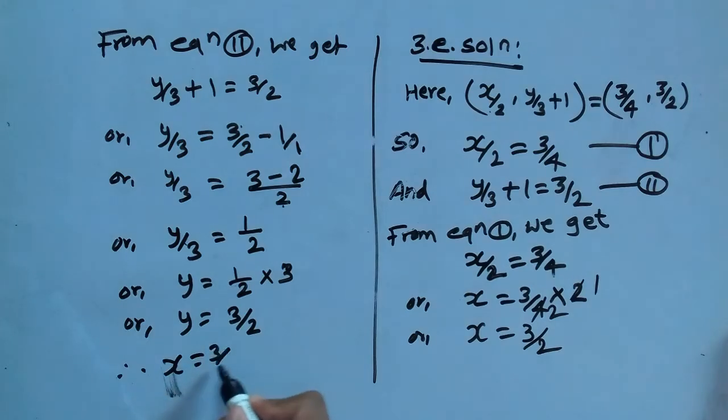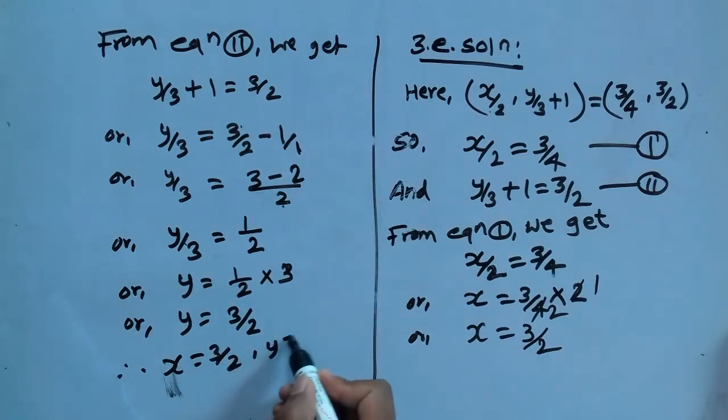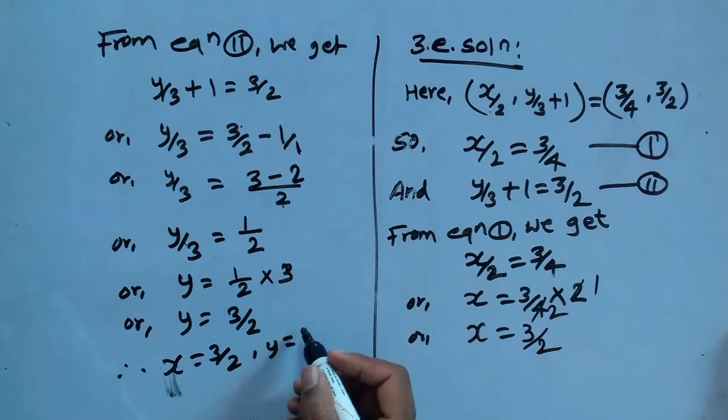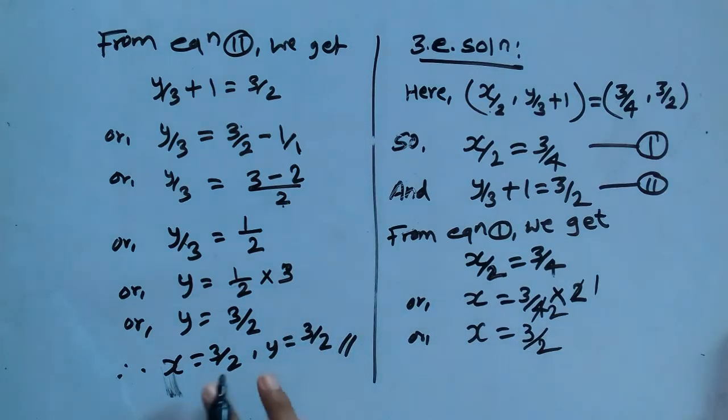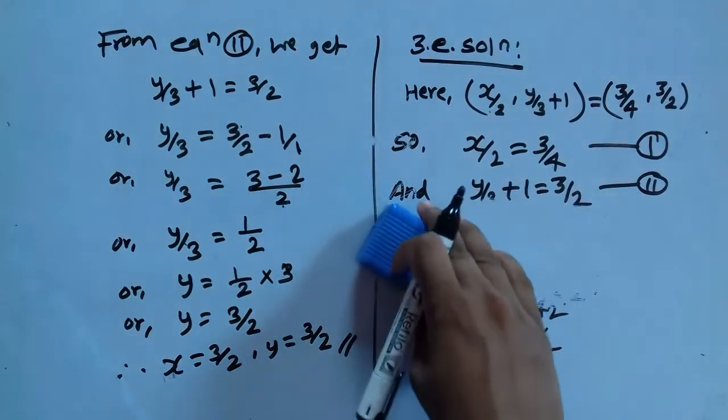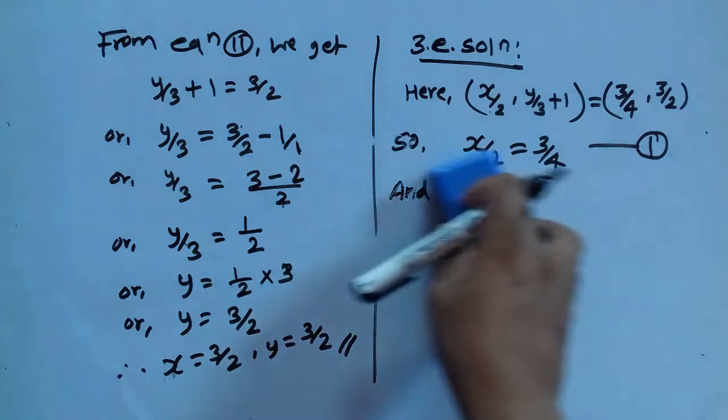x equals 3 by 2, y equals 3 by 2. This is our answer. We can check our answer also. Here we have to do it like this.